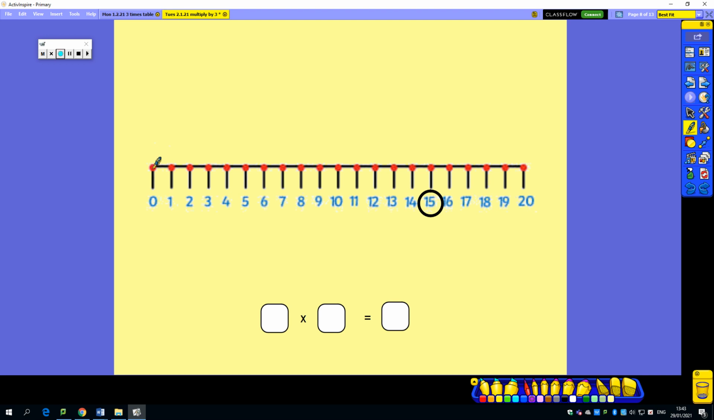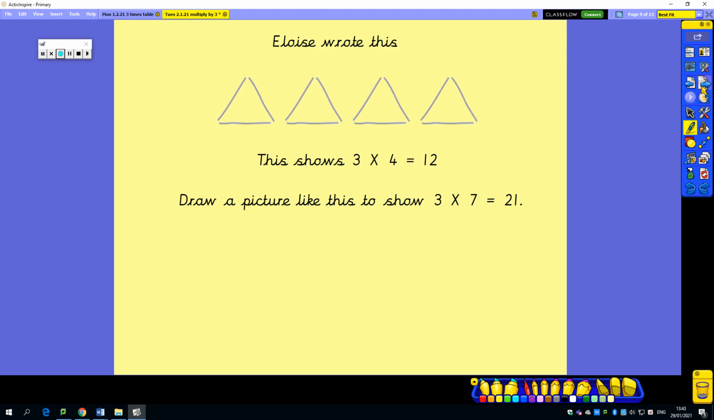So if I was going to do it, I'd start on 0, 3, 6, 9, 12, 15. And now I'm going to find out how many jumps I needed to do. 1, 2, 3, 4, 5. So I jumped in jumps of 3, and I did 5 jumps to get to 15. So 3 times 5 equals 15.